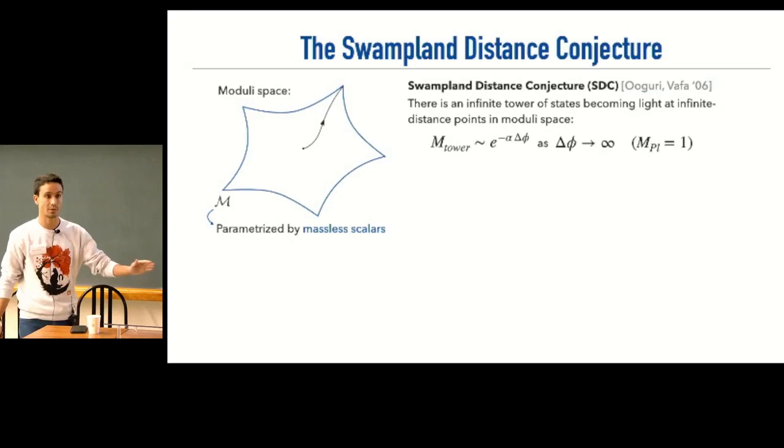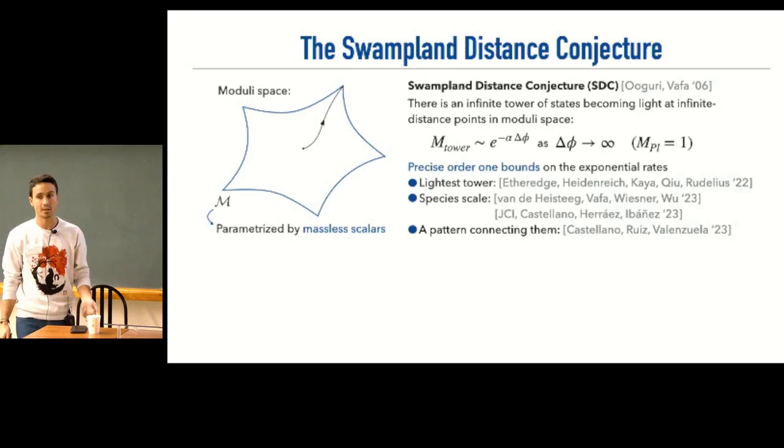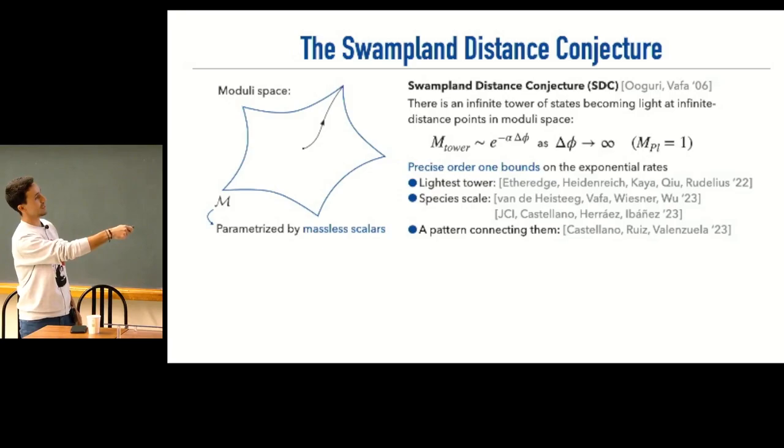And not only this, nowadays we actually enjoy precise order one bounds on this parameter alpha, both for the lightest tower and also for how the species scale, which is the quantum gravity cutoff, falls off. And even more, today we also enjoy a pattern that seems to connect these two things. So we are getting a lot of understanding about this conjecture. There is more progress about it.